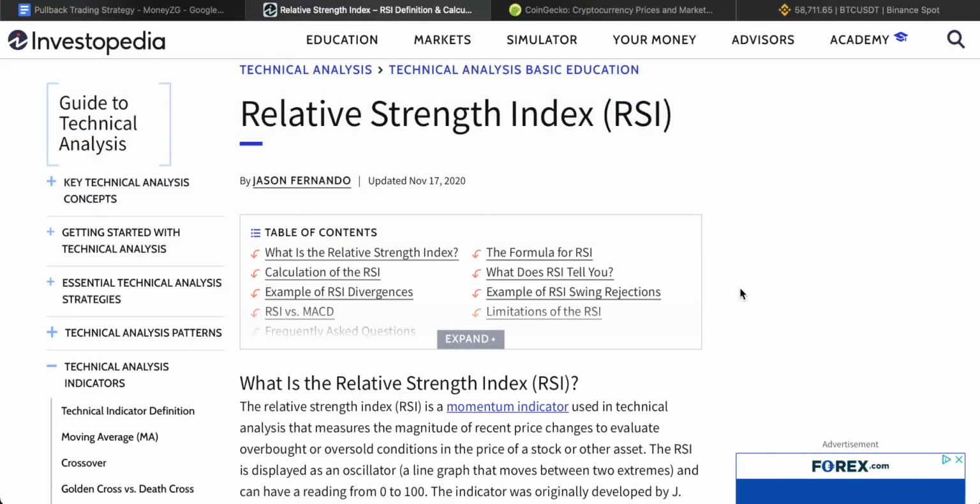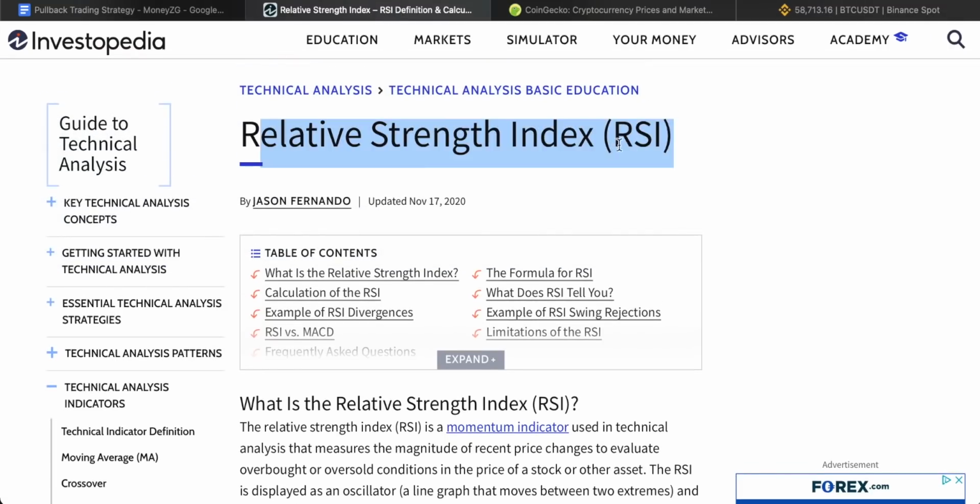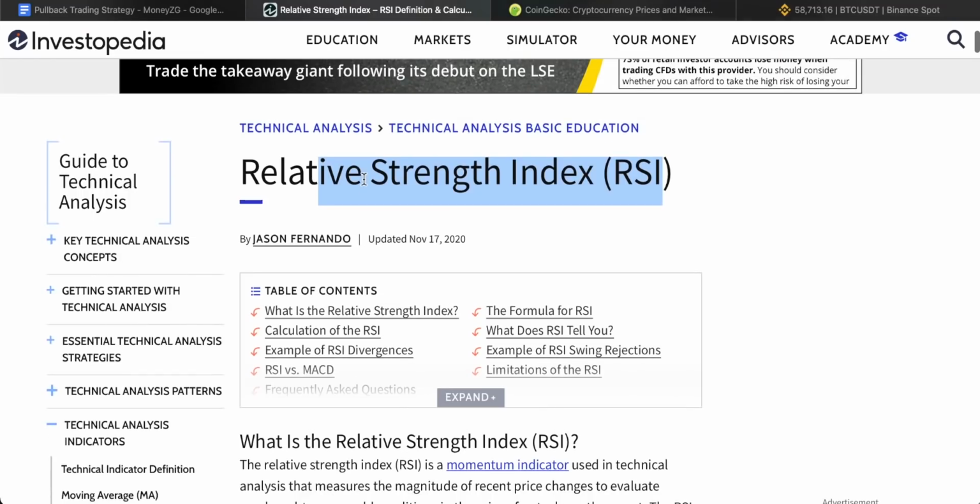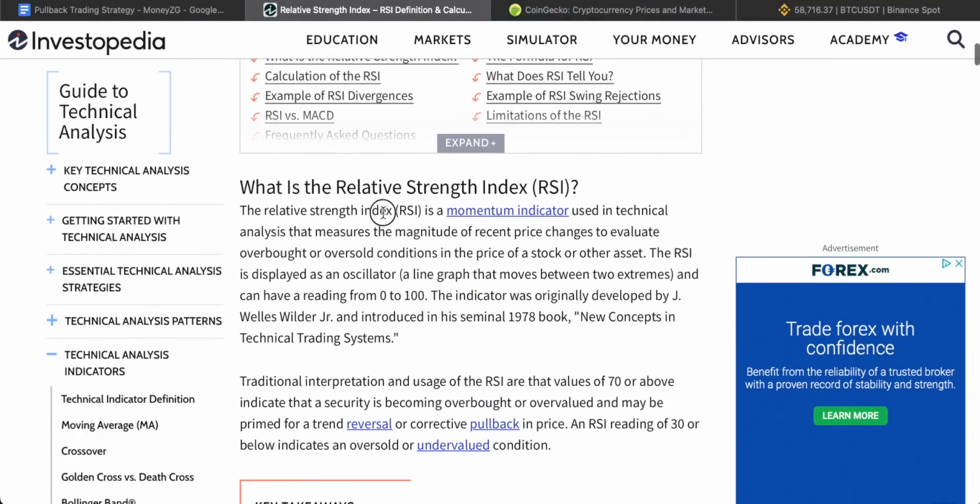Now, if you want a simple explanation of relative strength index, you can go to Investopedia. I really like this website. If you're a beginner, you can learn so much about relative strength index and all the other technical indicators. But you can see here, RSI is a momentum indicator, and it will show us some overbought and oversold conditions. Well, what exactly does that mean? Well, hopefully it will tell us when prices are actually too high or too low compared to historical prices.